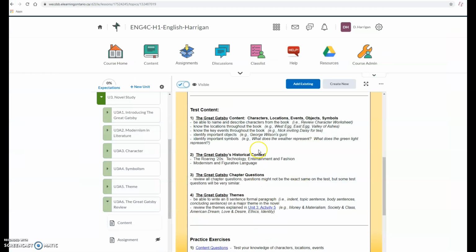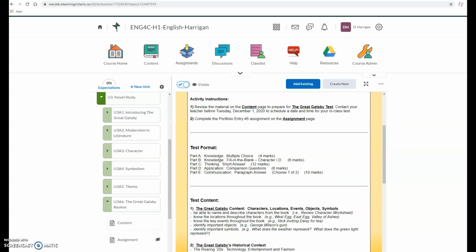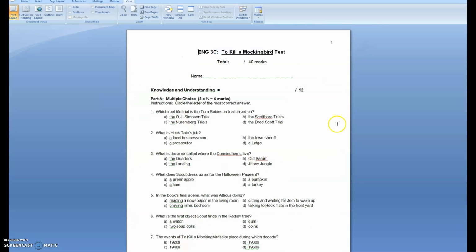All right, so that gives you a run through of the review page. What I've got here in front of me now is a sample of an old test that I did in grade 11 English, and it's on a different book. So none of these questions are going to be on your test, but your test is going to look pretty much just like this. So I figured I would show you an example of what the test is going to look like.